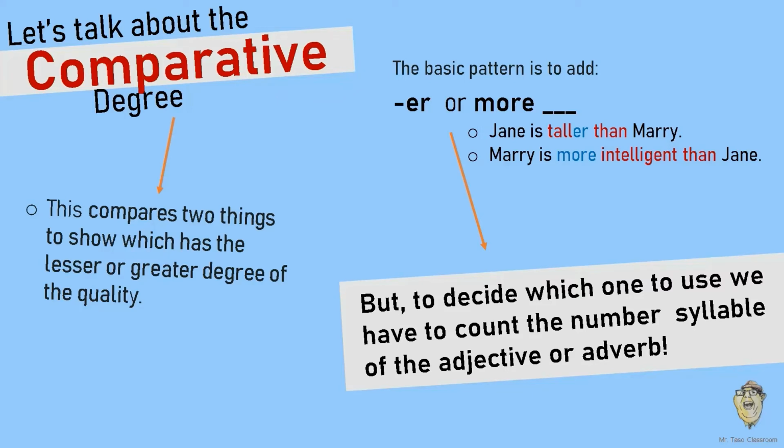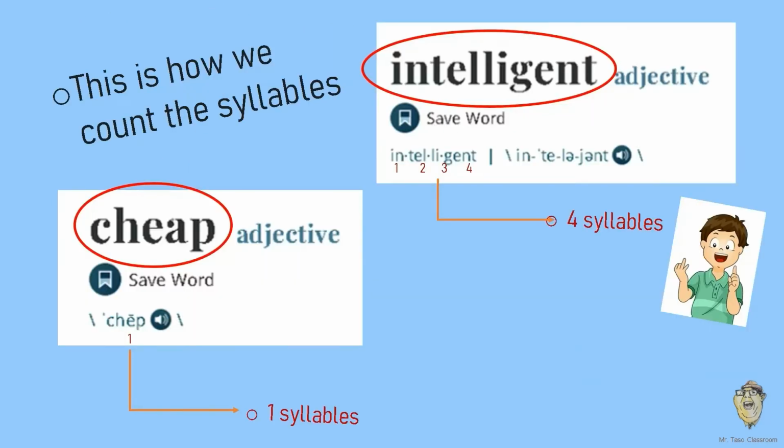But to decide which one, -er or more, to use, we have to count the number of syllables of the adjective or adverb. This is how we count the syllables. I have picked two words from Webster Dictionary, intelligent and cheap. Intelligent has 4 syllables as shown here: 1, 2, 3, 4. Intelligent, 4 syllables, while cheap has only 1 syllable. So that is how we count the syllables.